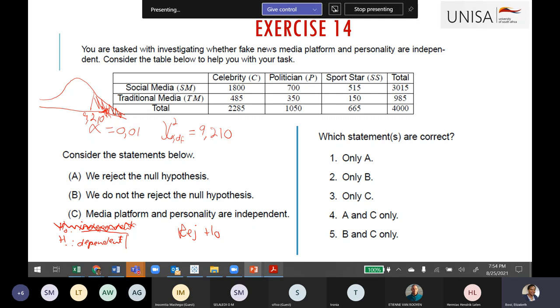So the only statement that is valid will be that both of them are dependent. So it means social media and personality are dependent on one another. So based on that, this one, C, is incorrect. We do not reject the null hypothesis, but we are rejecting the null hypothesis. The only statement that is correct in this instance is only A. So your answer is option one. It's A.